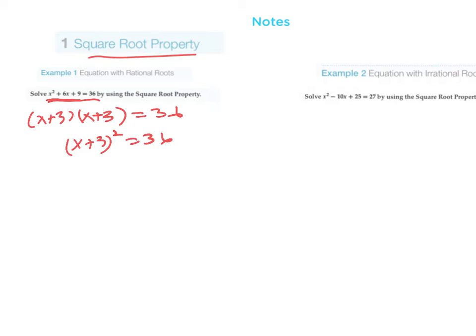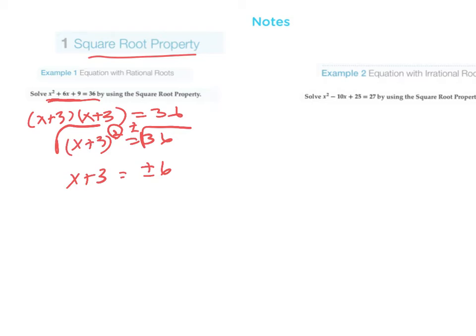Now, once I have it as a square, I can use what's called the square root property to get rid of this square. So I'm going to take the square root of both sides, and when you take the square root, you always do a plus minus. And so I get rid of the square on the left-hand side, because the square root gets rid of the square. Then I have a plus minus, and since 36 is a perfect square, we get 6.